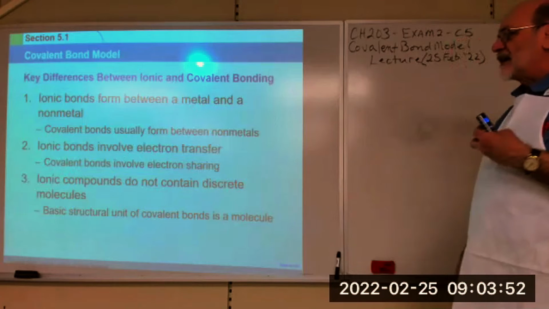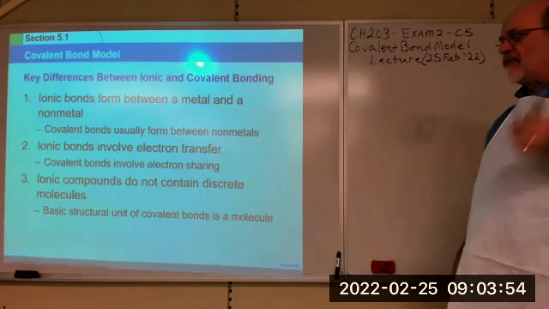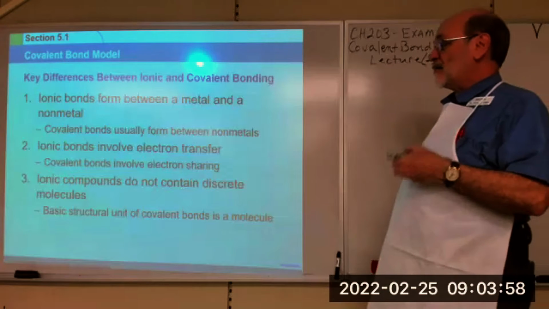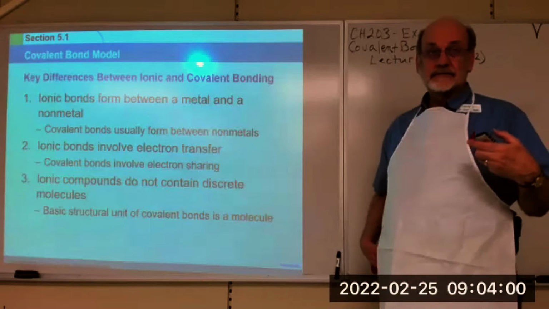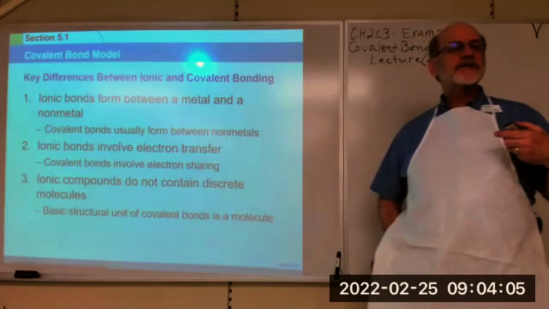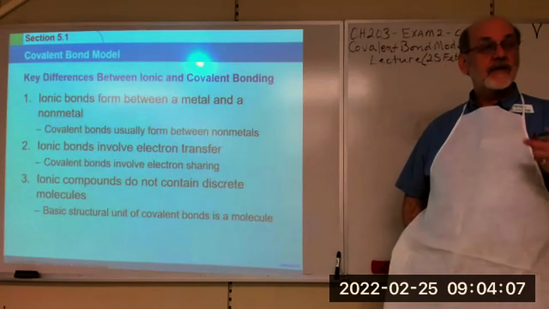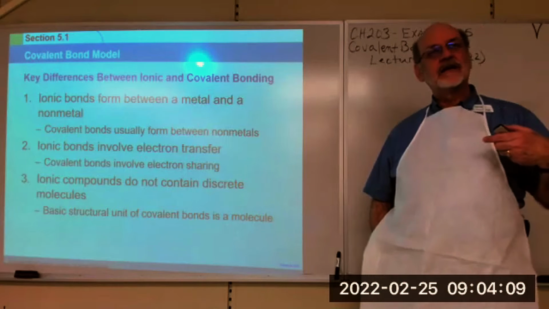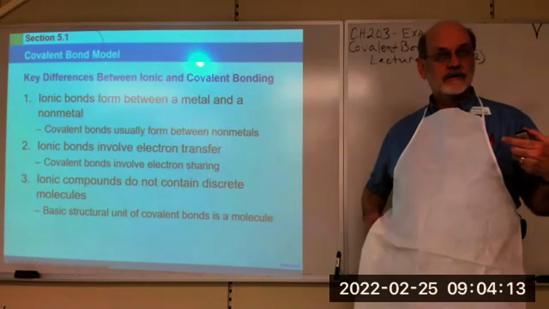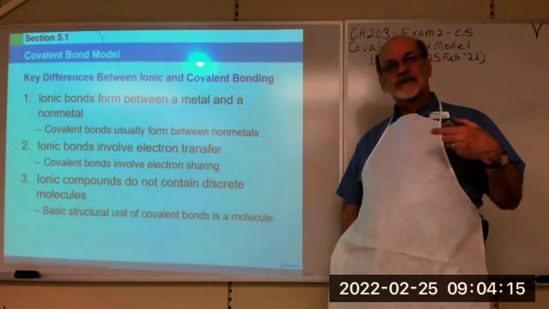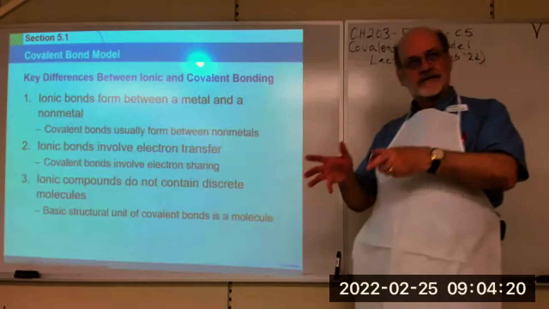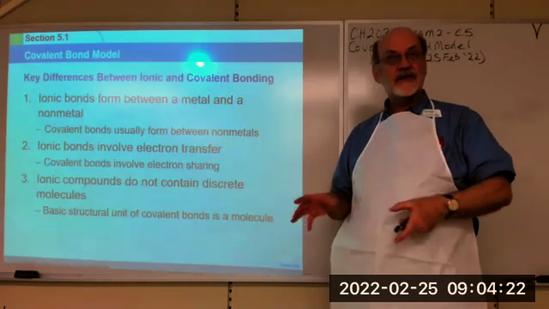Okay, the key differences between ionic and covalent bonding. The obvious one is that ionic bonds are between metals and nonmetals because there's a complete transfer of electrons. Metals tend to give up their electrons. That's how they attain the noble gas configuration of their electronic structure. And nonmetals tend to accept electrons. That's how they tend toward noble gas configurations.